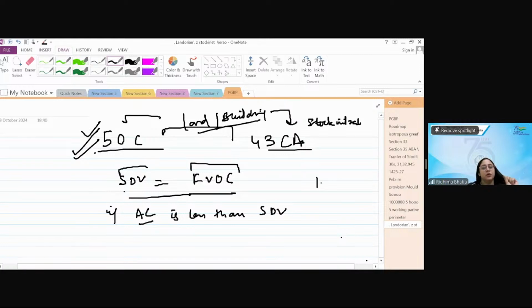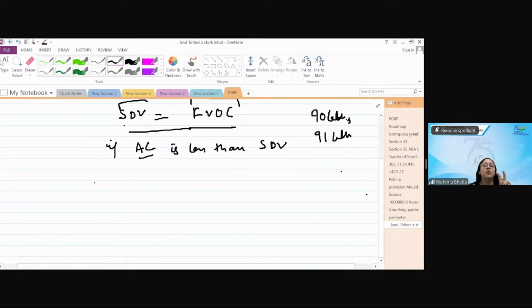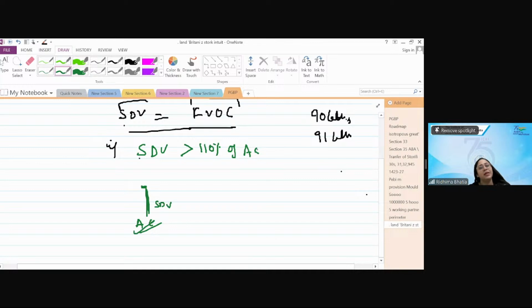Now suppose my actual consideration is 90 lakhs, but my stamp duty value is say 91 lakhs. Now you will say this is excess, you should treat stamp duty value as the full value of consideration for the sale of stock in trade. Technically, yes, but they have included one safe harbor limit. A safe harbor limit means a safe range within which a variation is allowed. This would hold good only if my stamp duty value is more than 110% of actual consideration. That means if my stamp duty value is within a 10% range of actual consideration, then actual consideration is my final full value of consideration, to be considered as the sale price. But if my stamp duty value crosses this 10% range, then stamp duty value has to be considered as the full value of consideration.